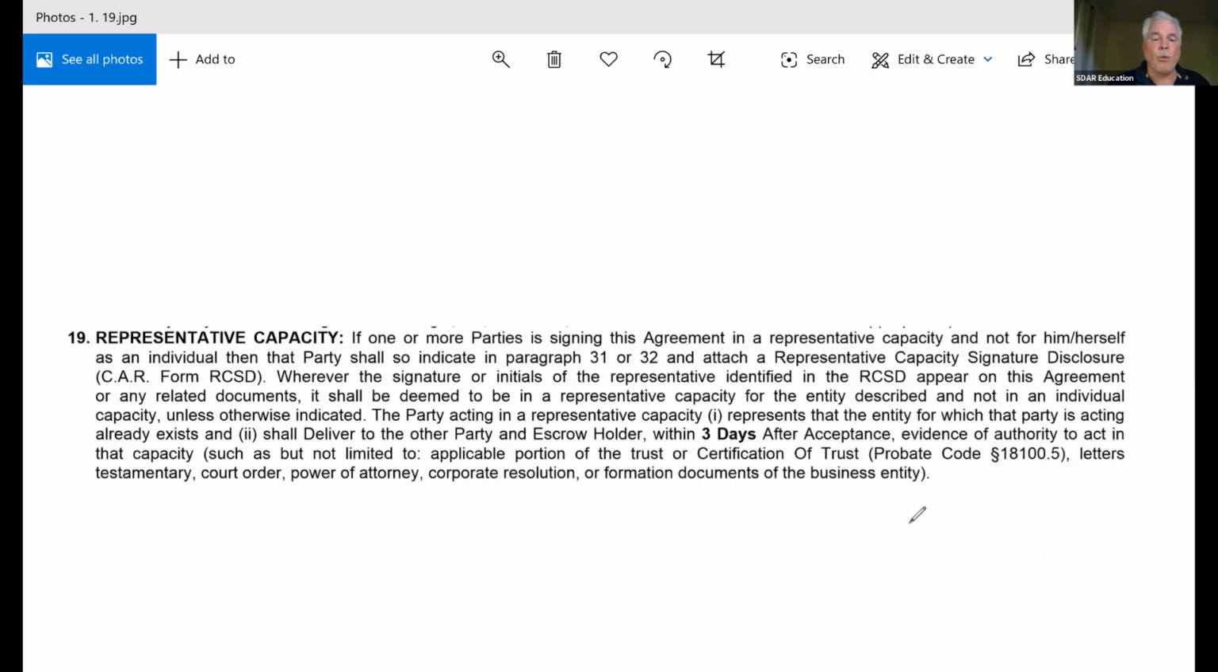So next paragraph: whenever the signature or initials of the representative identified in the RCSD appear on this agreement or any related documents, remember what I said, the chain, the flow, it shall be deemed to be in a representative capacity for the entity described and not in an individual capacity unless otherwise indicated. So very, very important concept, and I'm going to tell you why. If you take a listing, and you list the property and you have the seller sign it, but the seller is a trust and they don't sign as the trust, then you don't have a listing.